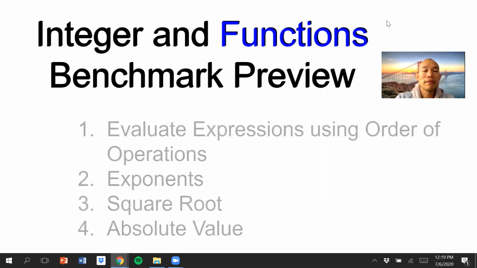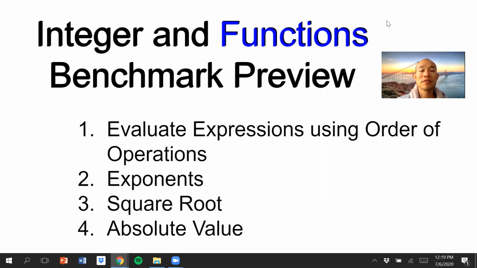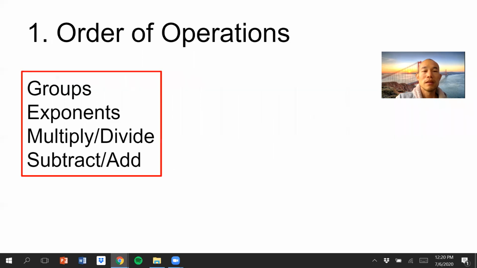In order to pass that half, you're going to have to successfully evaluate expressions using order of operations, and those expressions can contain the functions of squaring or exponents, square rooting, and absolute value. Before we get started, I want to do a quick review of order of operations.